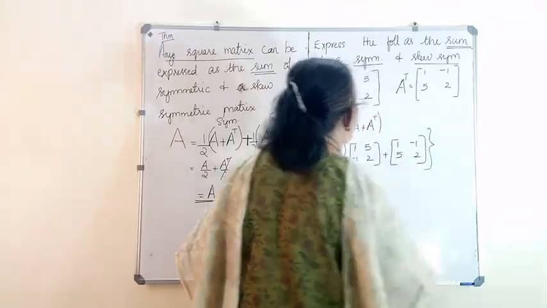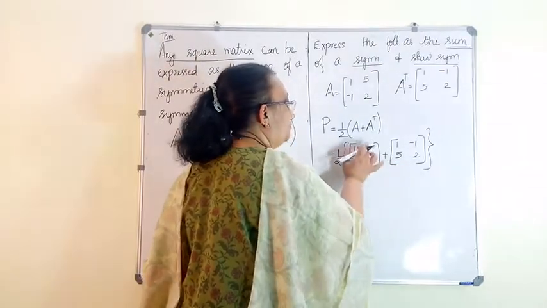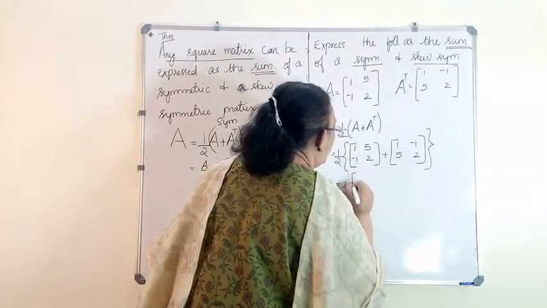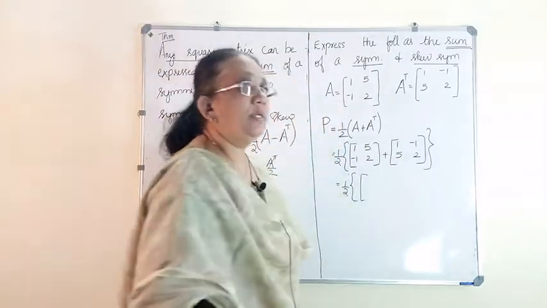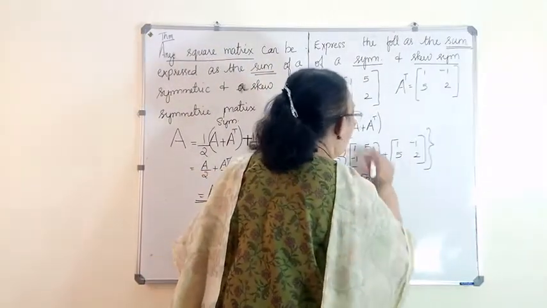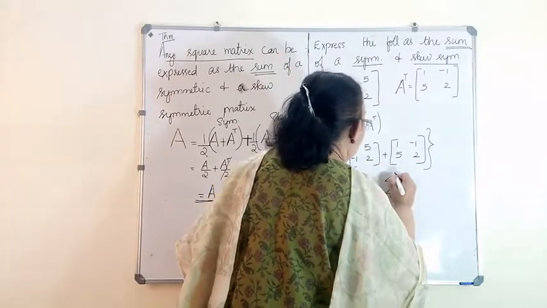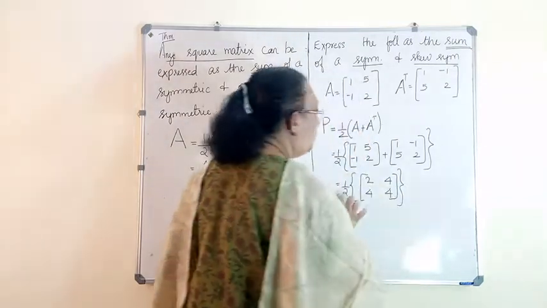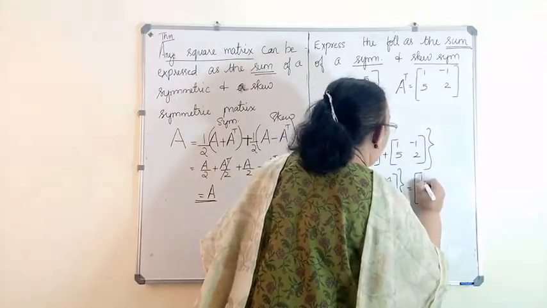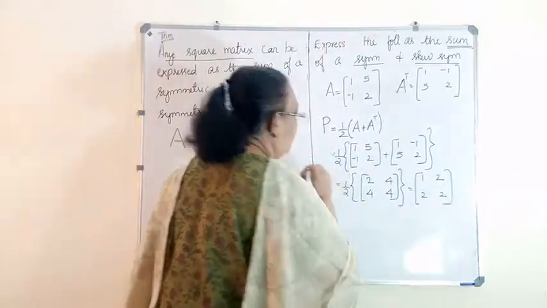Close the bracket. So when you do such an operation, first you have to add the matrices, because it is inside the curly brackets, which is equal to 1 by 2 into matrix. How do you add the matrix? Add the corresponding elements. 1 plus 1, 2. 5 plus minus 1, 4. Minus 1 plus 5, 4. 2 plus 2, 4. Now multiply with the scalar number 1 by 2, which is equal to matrix 1, 2, 2, 2.